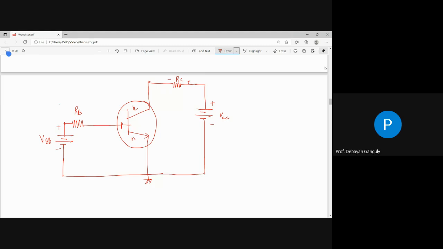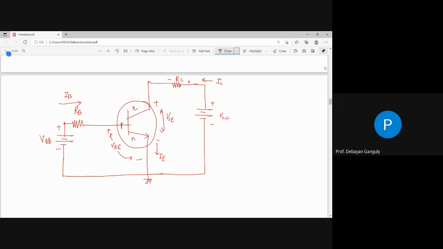That means the base current will be flowing like that, IB. The collector current will be flowing like that, this is IC. And this is the emitter current flowing like that. Also in that region there is a voltage called base-emitter voltage, VBE. And in that region there is a voltage called collector-emitter voltage, VCE.